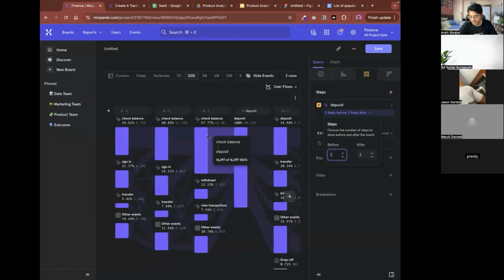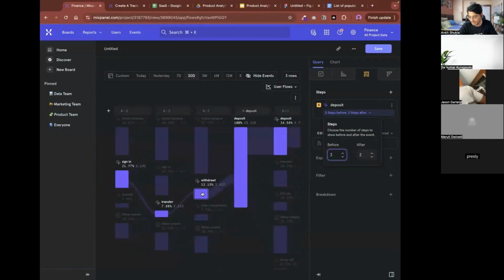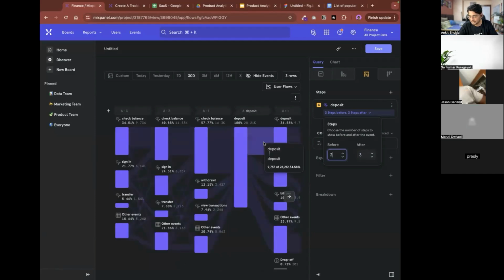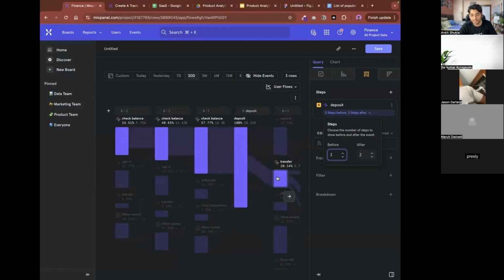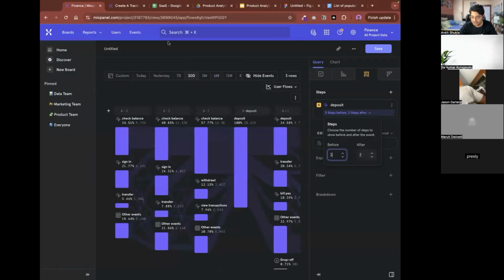So before deposit, about 57% check their balance. About 7% view their transactions. And after deposit, some people again deposit. Some people go ahead and transfer the money. Okay, so this is about user flows.